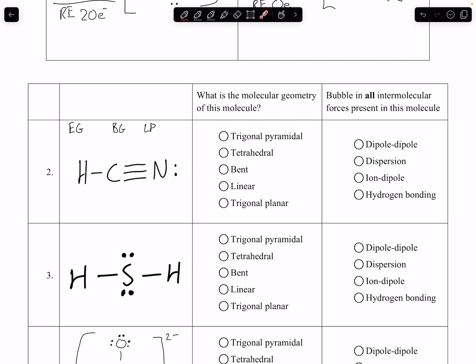So for this, remember, bonds of any kind, a single bond or a triple bond, those each count as 1 electron group. So that's 2 electron groups. And carbon, we can see it's attached to hydrogen and it's attached to nitrogen, so that's 2 bonding groups. And then carbon has no lone pairs, so that'd be a 0 for lone pairs.